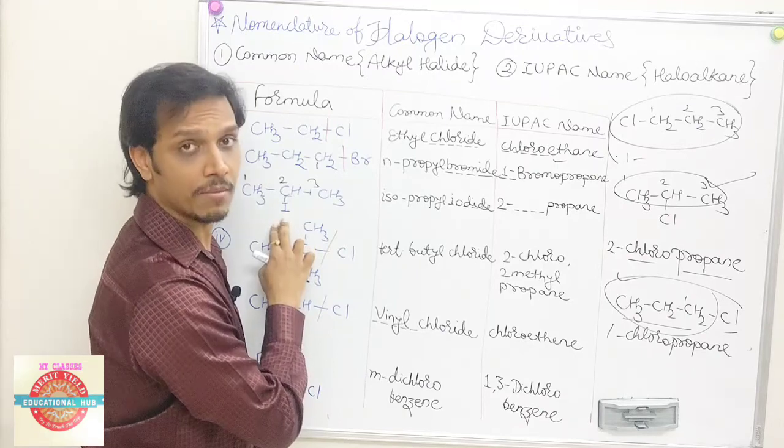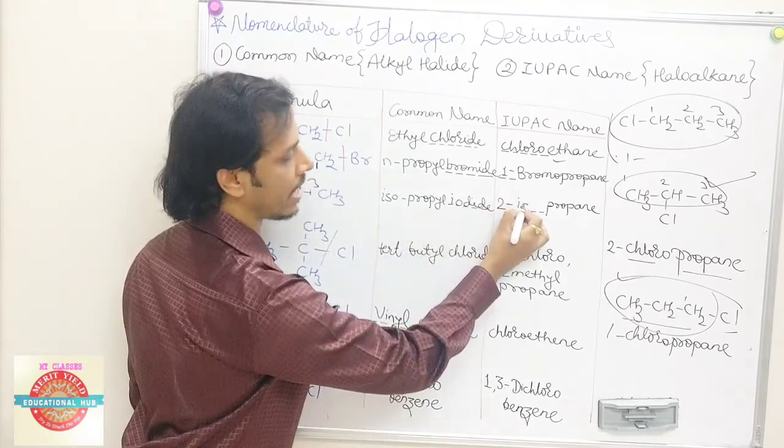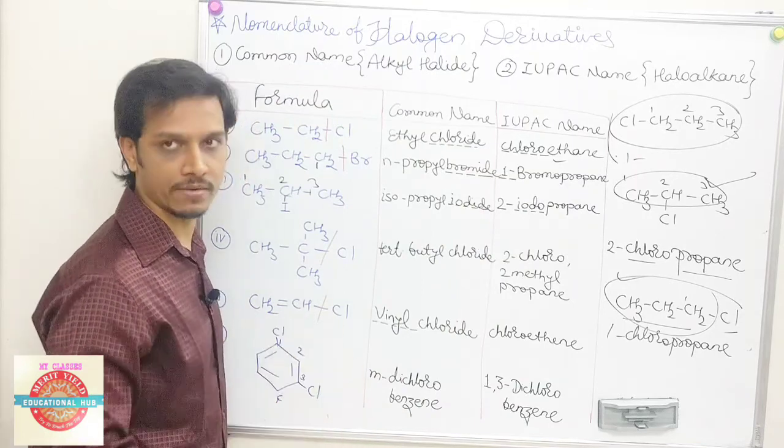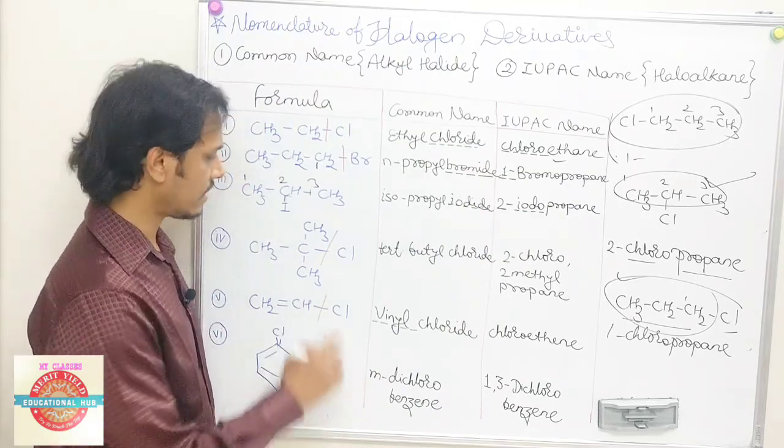Now I will be iodine. Iodine turns to be iodo. So it will be 2-iodopropane. That's the name.